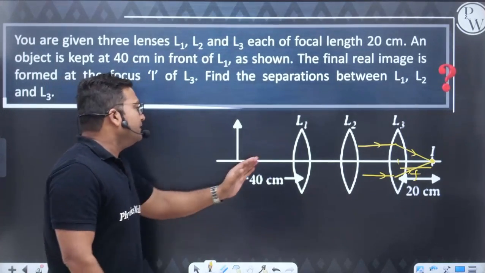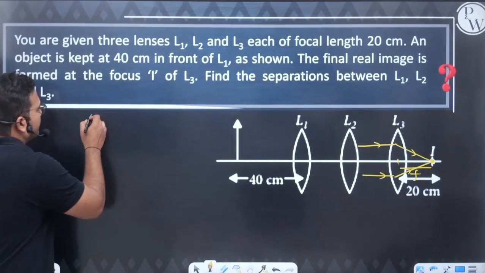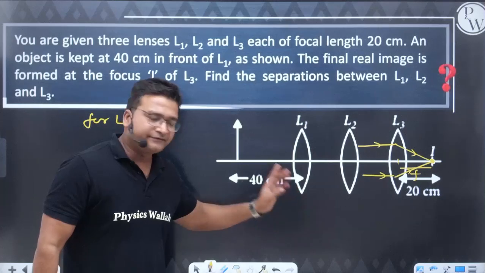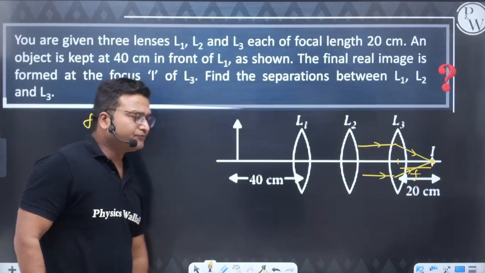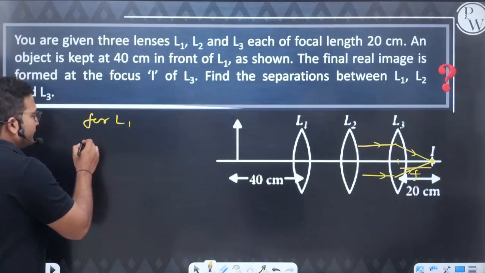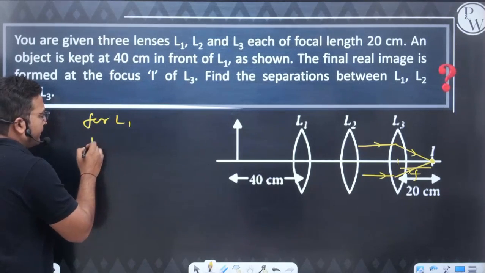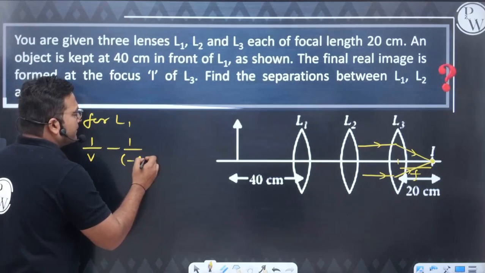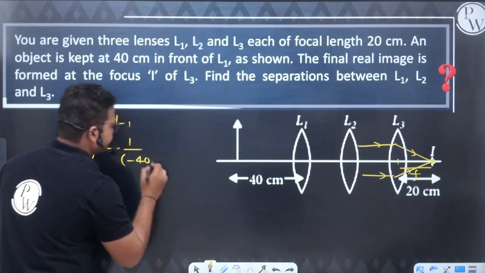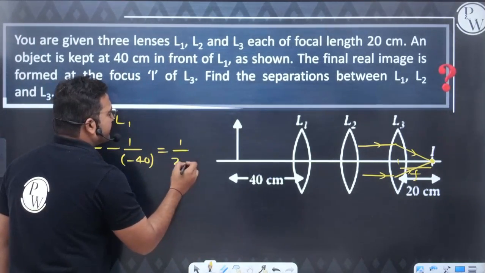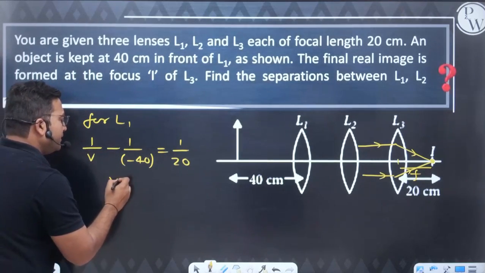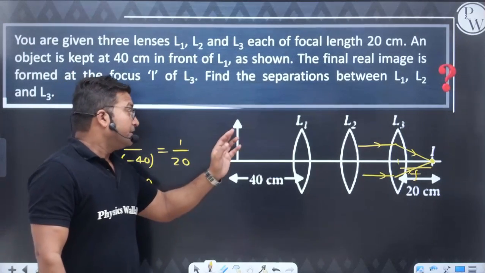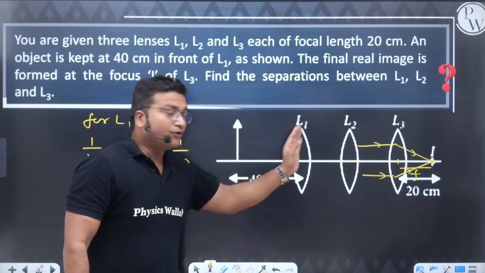Okay, and if we solve for L1, see, for L1 the focal length is 20 centimeter, the object distance is minus 40. Let us use the lens formula. So for the lens formula we have 1 by v minus 1 by u, u is minus 40, equals 1 by f, which is 20. You solve this and you will get v equals 40. So we have the image of the object by the first lens at 40 centimeter.